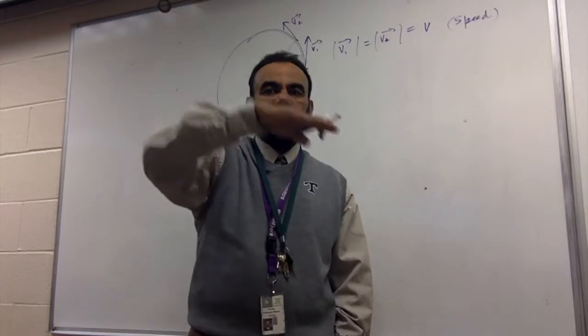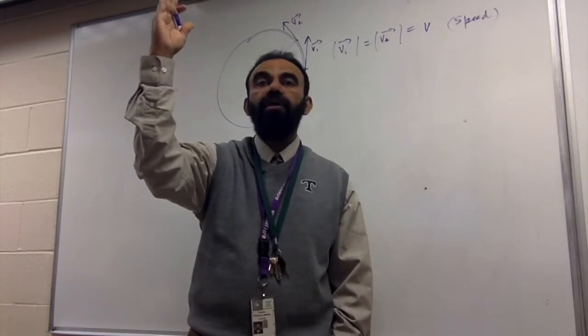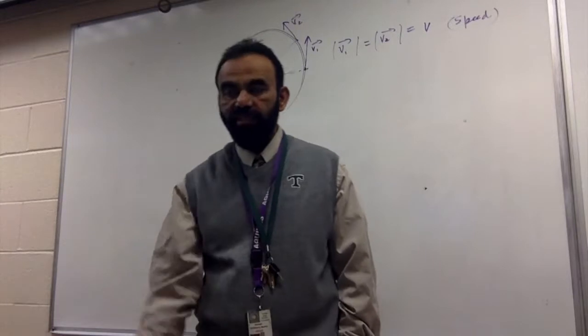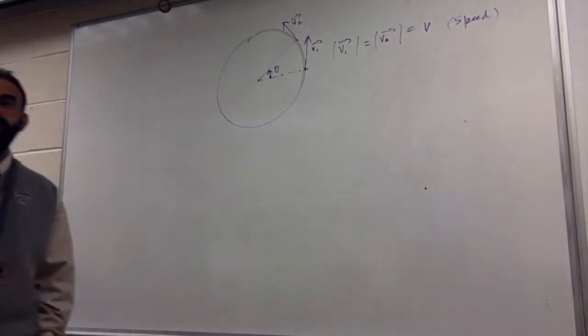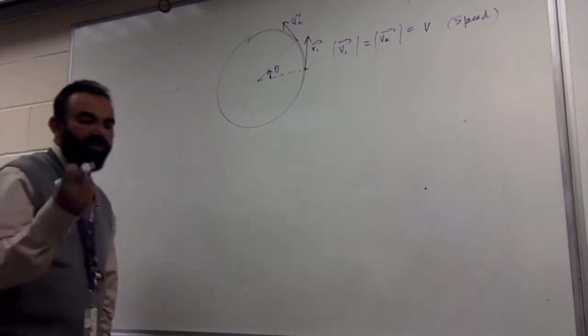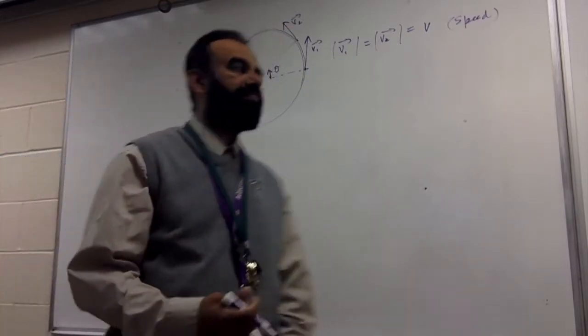How many radians from here to here? Pi over 2. Another pi over 2. Another pi over 2. Another pi over 2. Total of 2 pi radians. So that's how angles are measured. So angular displacements can be positive, can be negative, it depends.